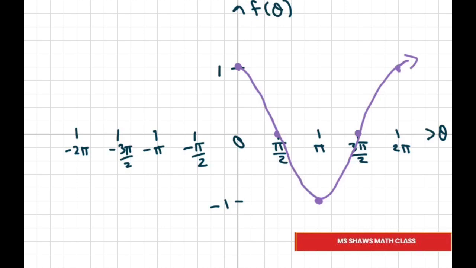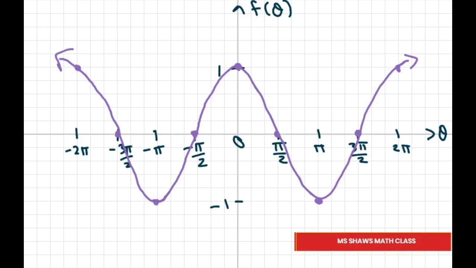Now let's go on the left side of the graph and go clockwise. So cosine of negative pi over 2 is 0. Cosine of negative pi is negative 1. Cosine of negative 3 pi over 2 is 0. And back to 1 on negative 2 pi. And then you just make it like this. Make it wavy, don't make it pointy. Alright, and it looks like a W.